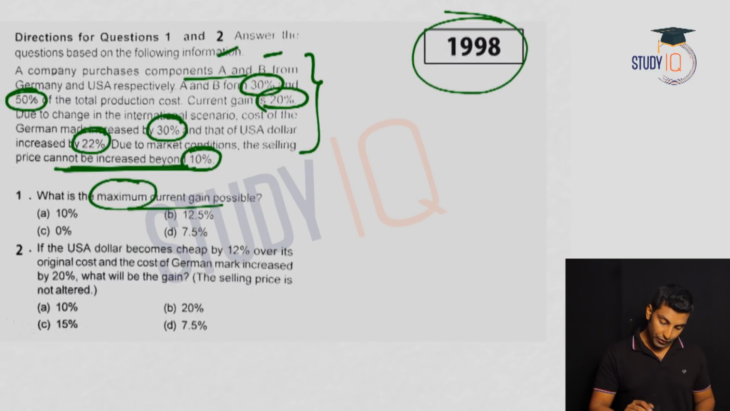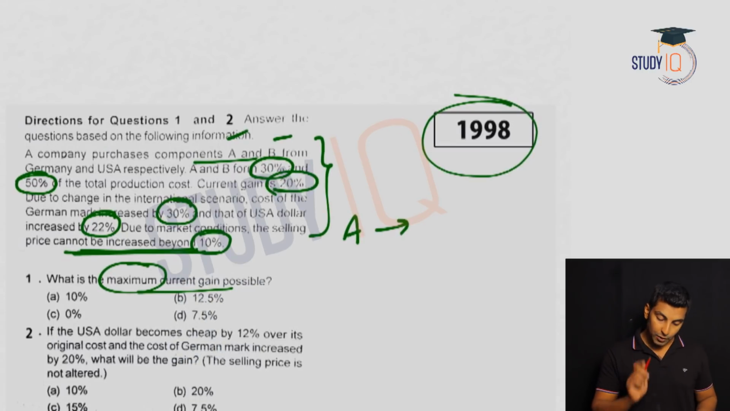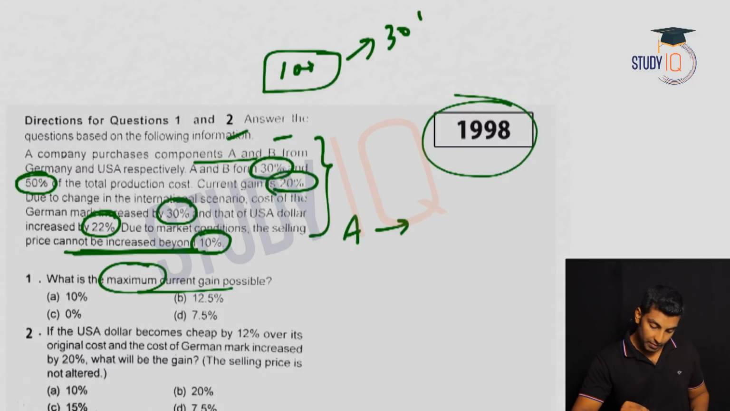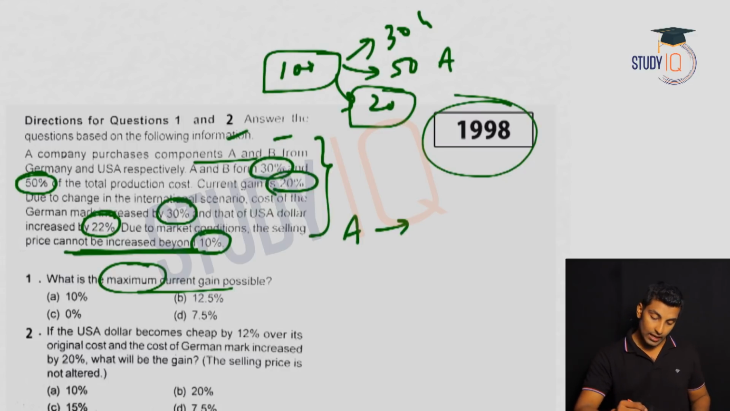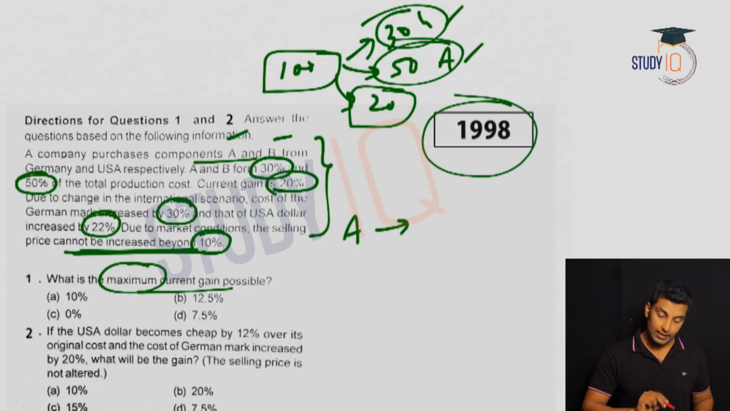So what will be the cost of A now? See, out of the total, let's suppose 100 rupee. Okay, so let's suppose the total production cost was 100 rupee. Okay, 30 rupees is from German and 50 from US dollar. And 20 there is nothing, no change. So here there is a change, here there is a change. So in this there is an increase of 30, in this there is an increase of 22. Here this remains the same.